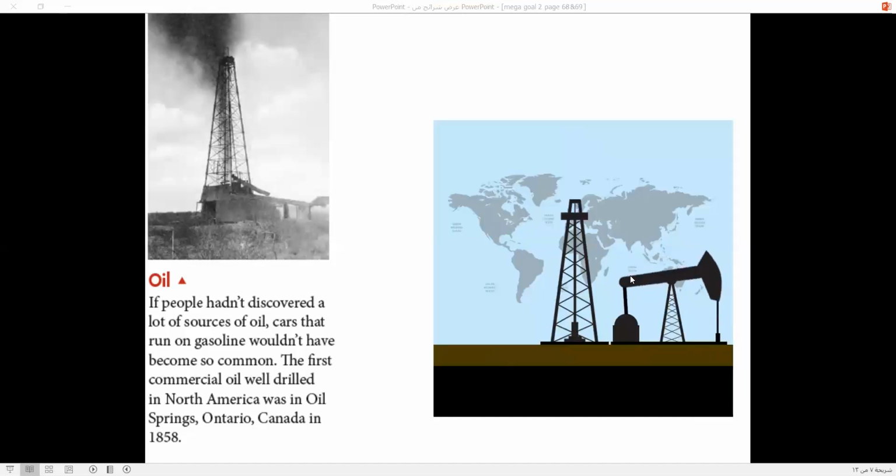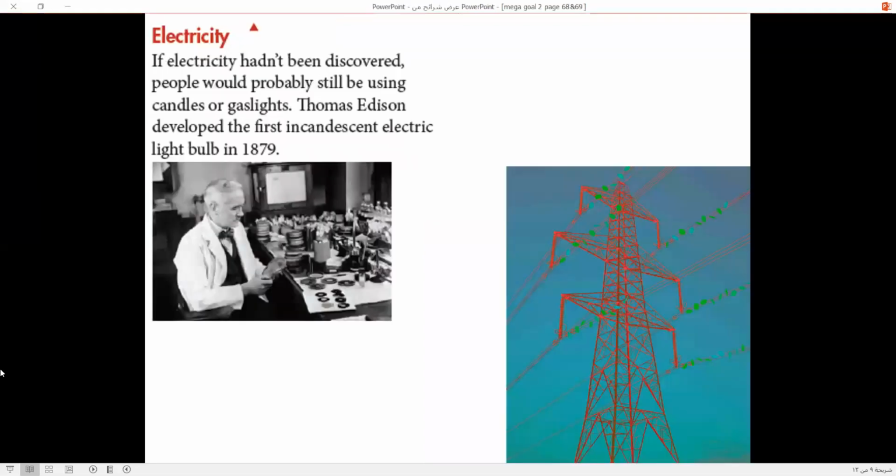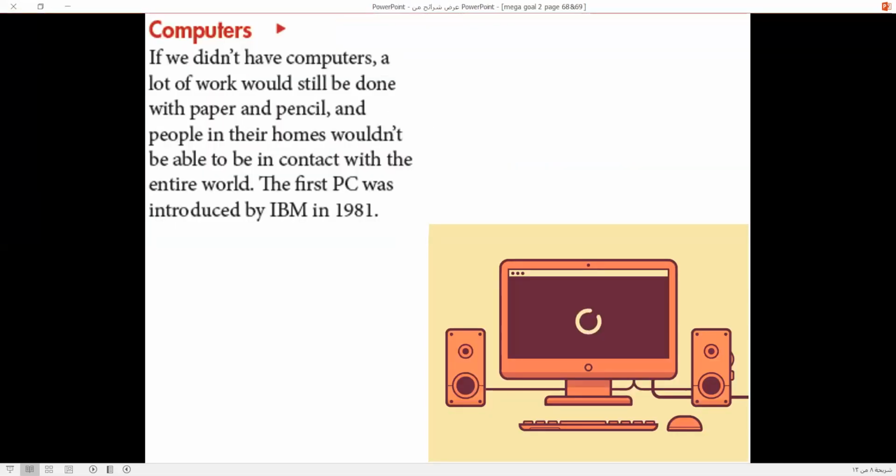In 1938, they discovered what? The oil here in Saudi Arabia. The second thing that I'm going to talk about here is, which is? The first commercial oil well drilled in North America was in Oil Springs, Ontario, Canada in 1858.